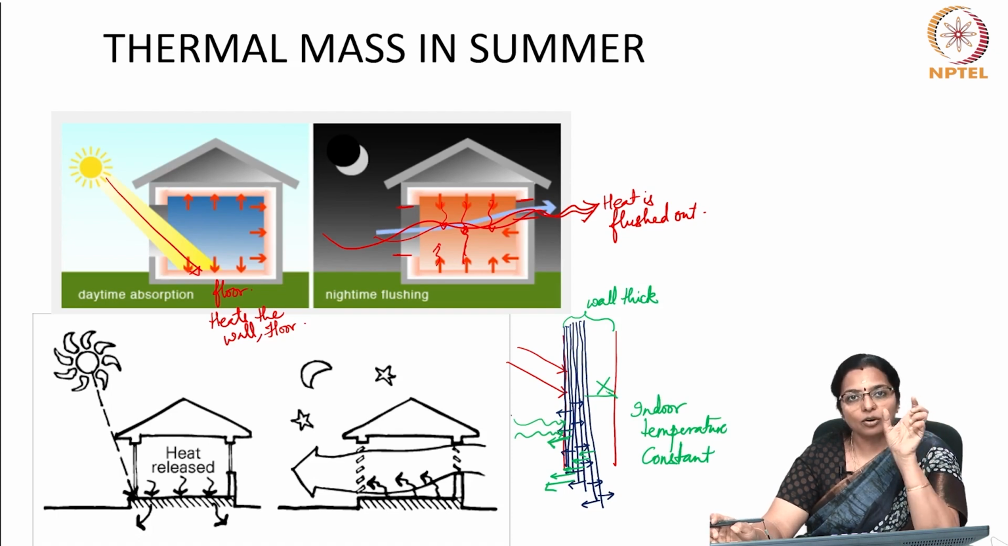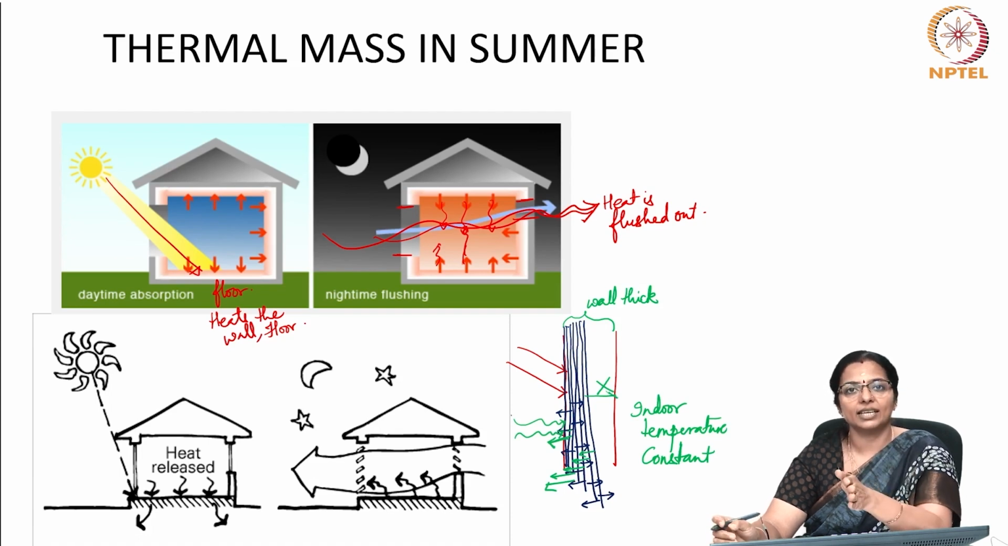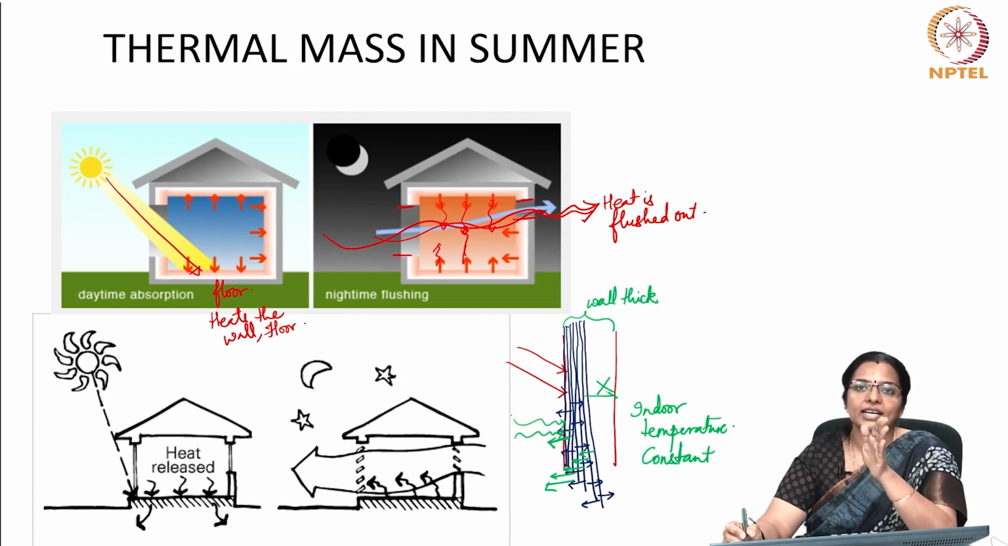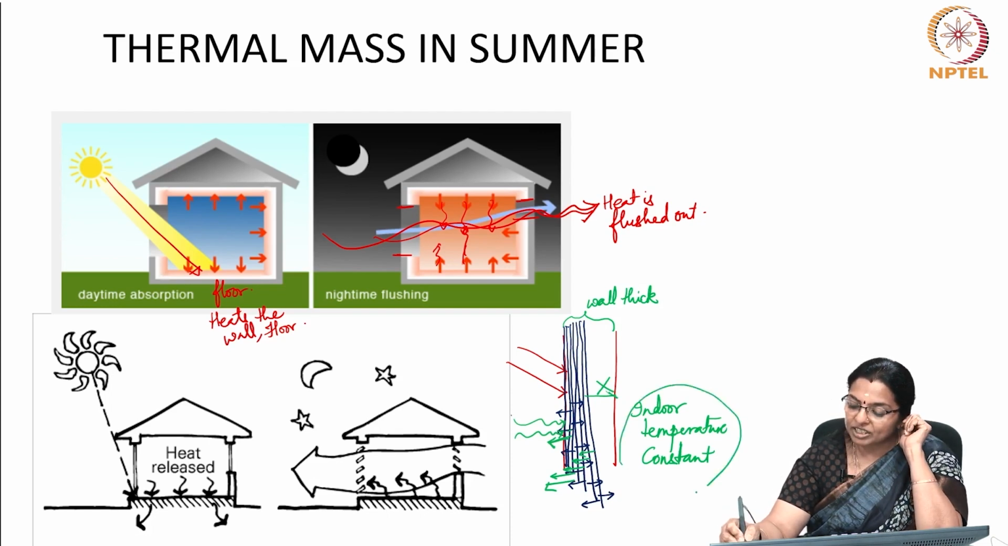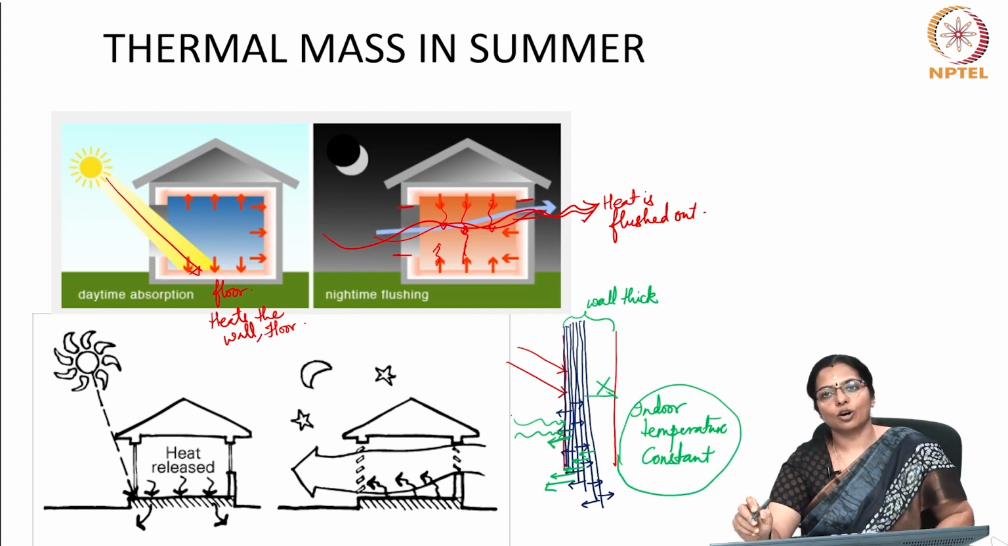The heat component, because of the thermal mass, can be cut drastically if you are able to choose the correct walling material in the correct climate. For Jaisalmer, how much it should be, for Delhi, how much it should be, so that the indoor temperature can be maintained fairly constant.